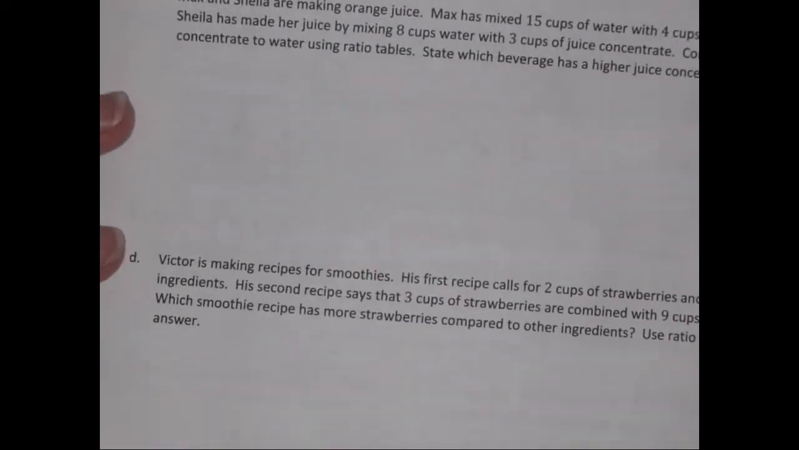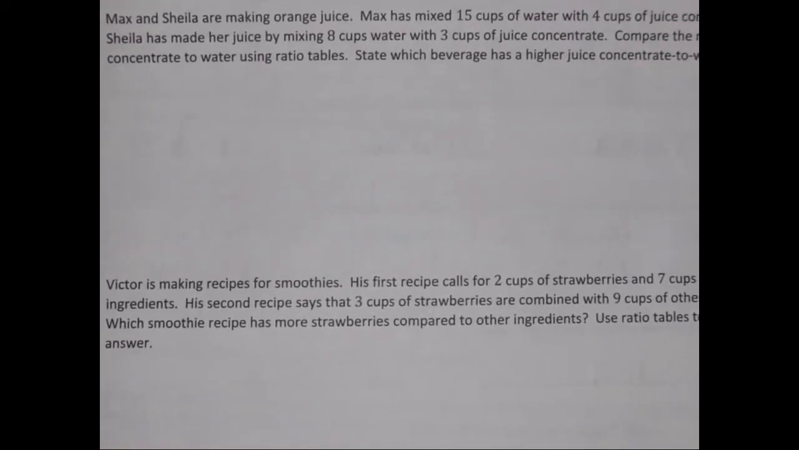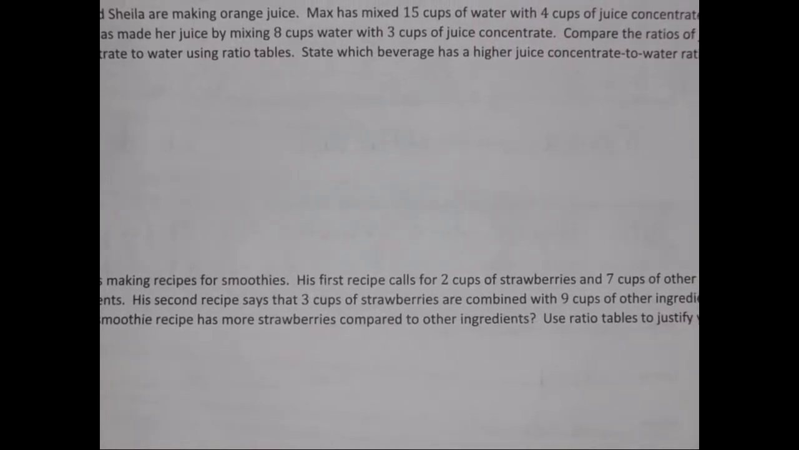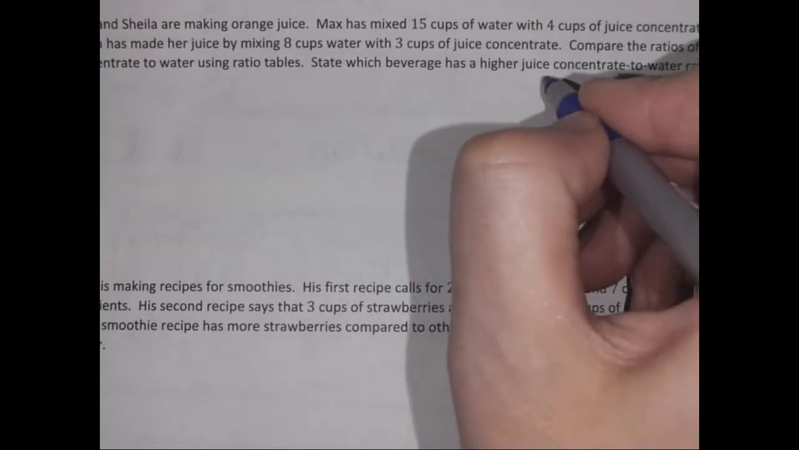Okay, let's look at lesson 11, page 52. We're going to go ahead and skip to part C. You have 5 minutes to work with your partner on part C at a level 1. Compare the ratios of juice concentrate to water by using ratio tables. State which beverage has a higher juice concentrate to water ratio.